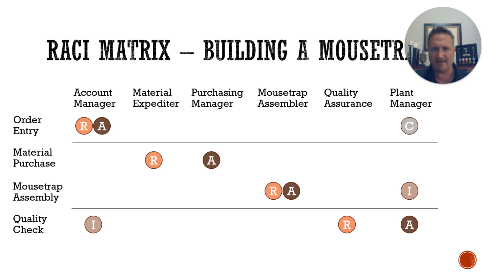Mousetrap assembly, we're calling it a mousetrap assembler. They are both responsible and accountable. Plant manager would be informed. They don't need to be consulted, hey, I'm going to put a mousetrap together. But they do need to be informed after the mousetrap is assembled just so they can keep abreast of production.